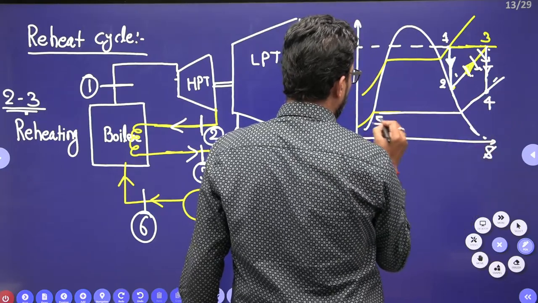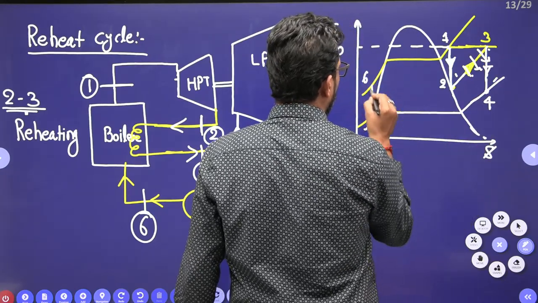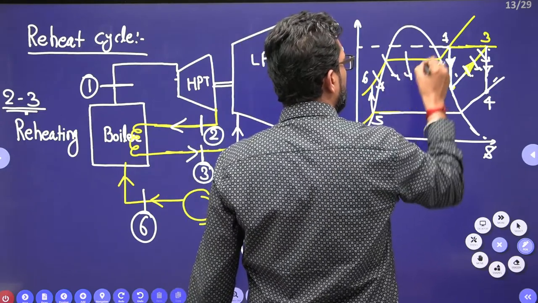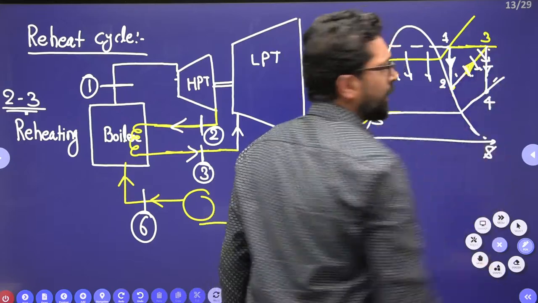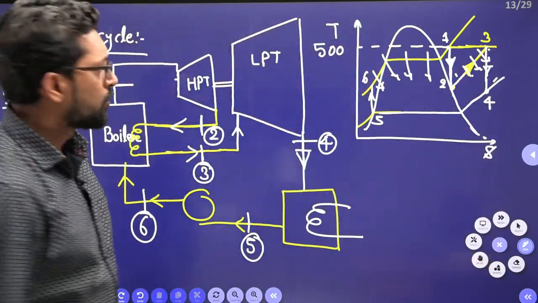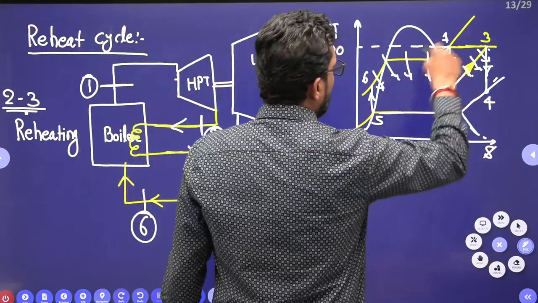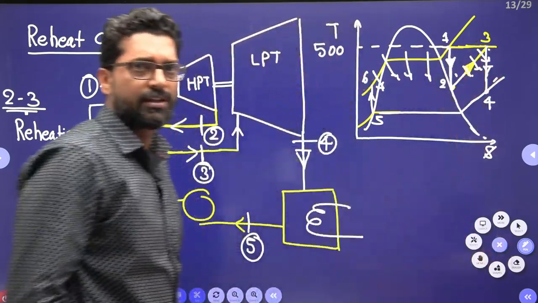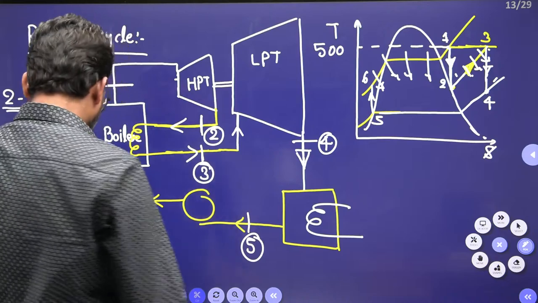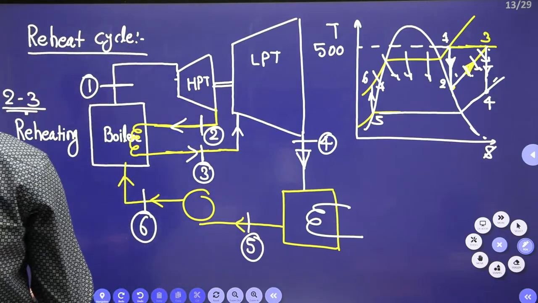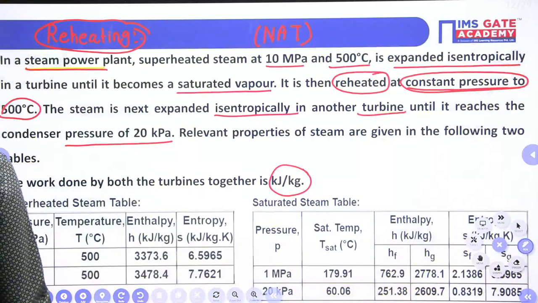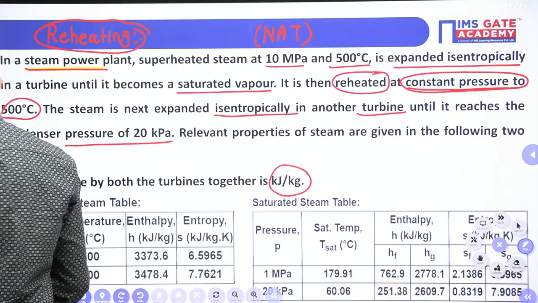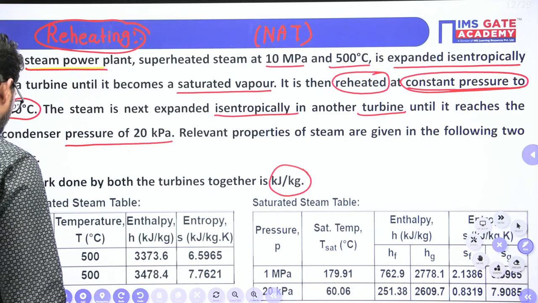4 to 5, there is a condensation. 5 to 6, there is a pump. 6 to 1, there is a heat supply. And 2 to 3, there is a heat supply. So the heat in is H1 minus H6 plus H3 minus H2. This is heat in. What do they ask to find? They are asking for the work done by the turbine. There are two turbines.